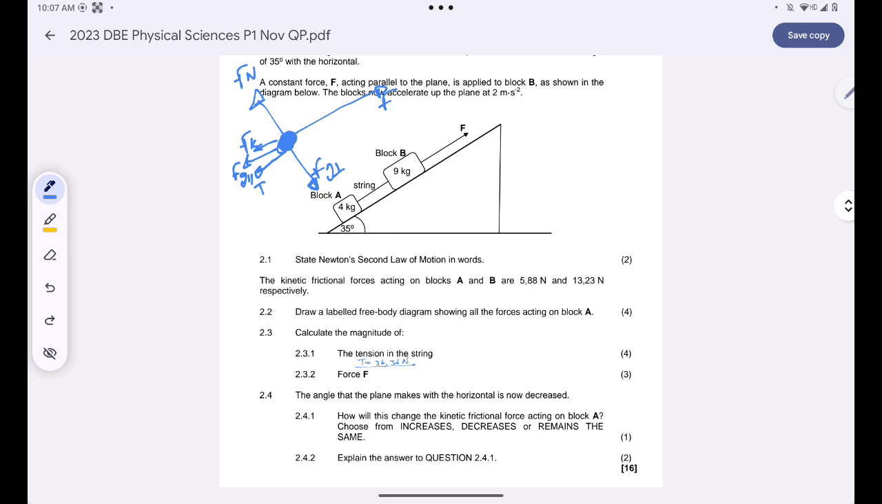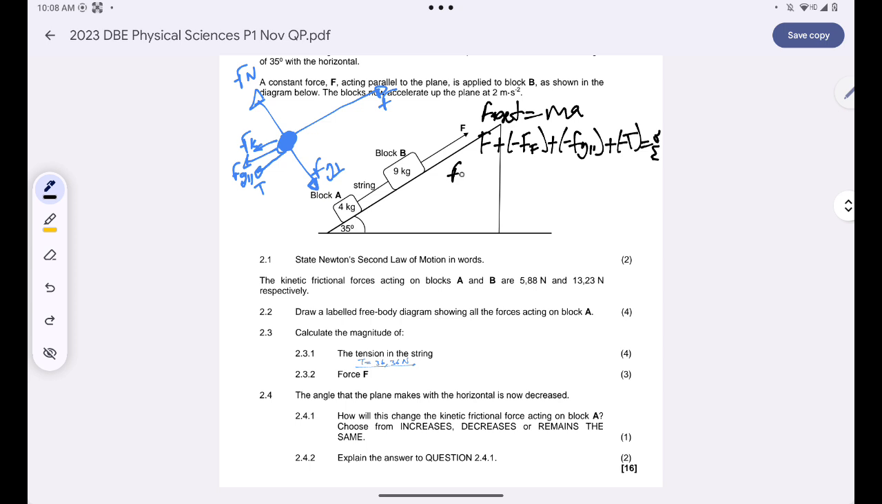So for me to calculate force F, I simply need to say F net is equal to MA. I have force F plus the negative frictional force, because it's acting in the opposite direction, plus the negative Fg parallel plus a negative tension. They are all equal to MA. Then all I need to do, guys, is just substitute.